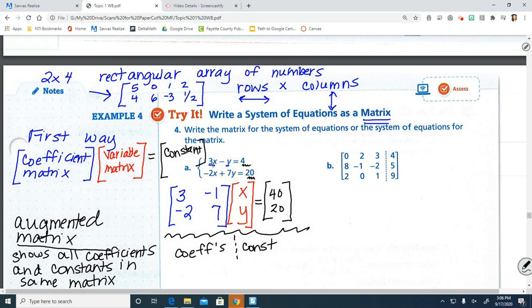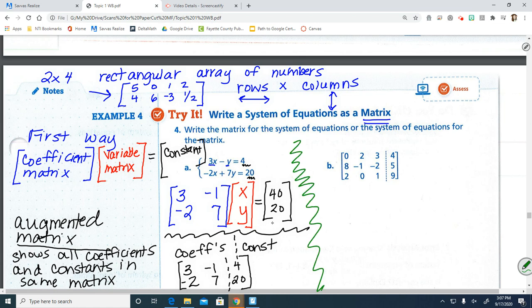So for example, in the system, I see 3, -1, -2, 7. I'm going to do that over here. 3, -1, -2, 7. Then I have my dotted line. And then my constants 4 and 20. And you'll close it. And this again is called an augmented matrix. So two different ways to translate a system of equations into a matrix equation. And your homework will specify which one they want every time. So just be aware of that.